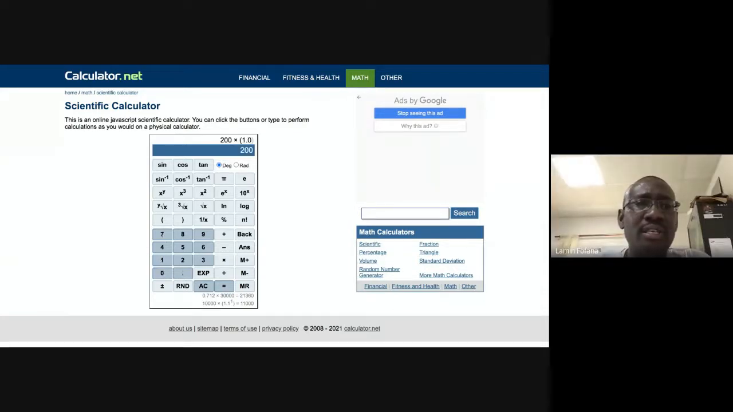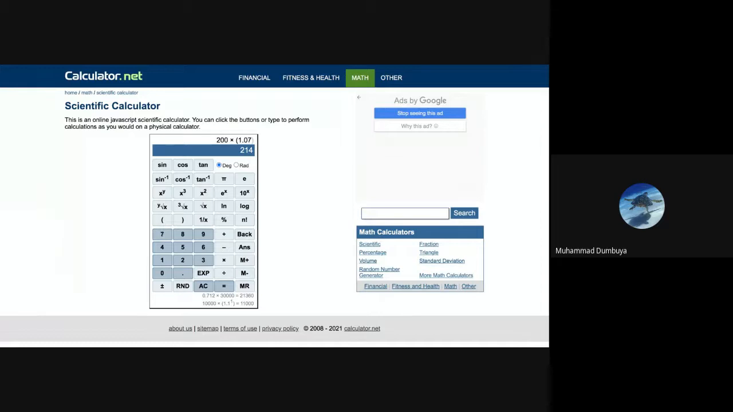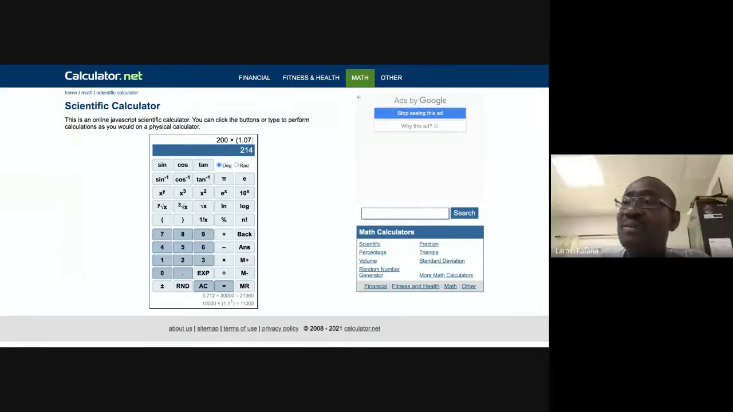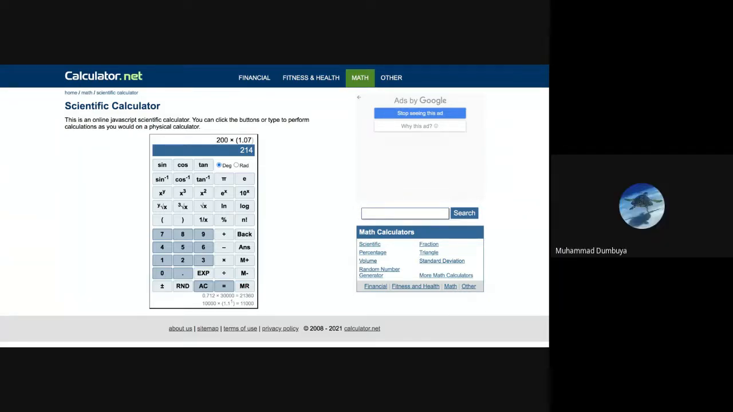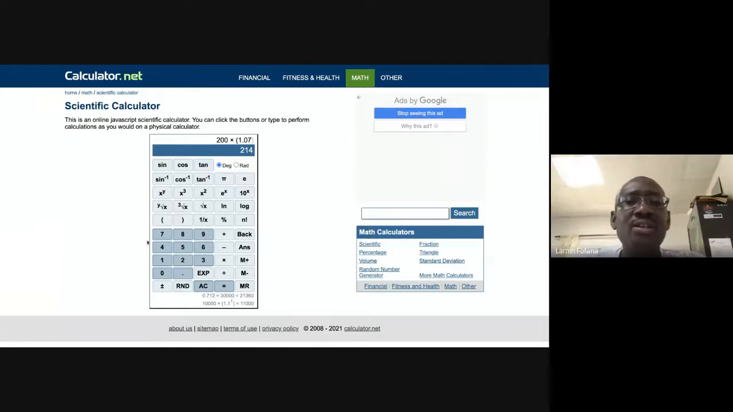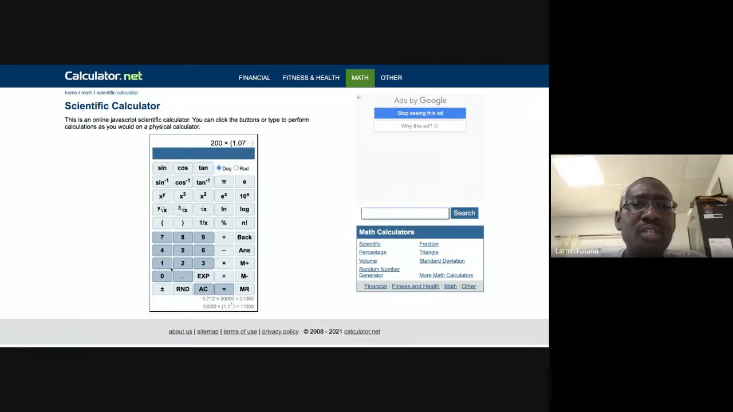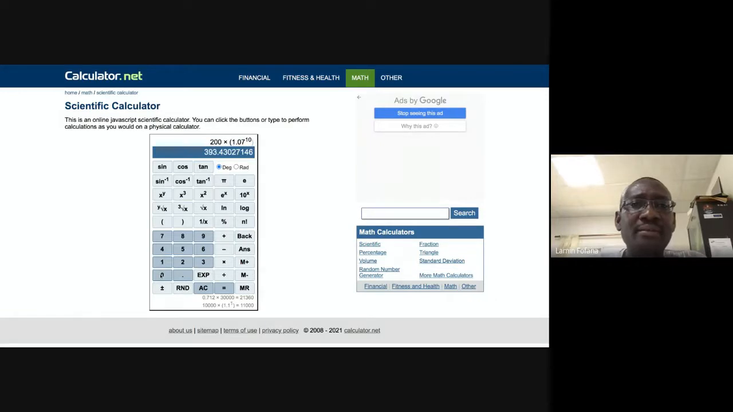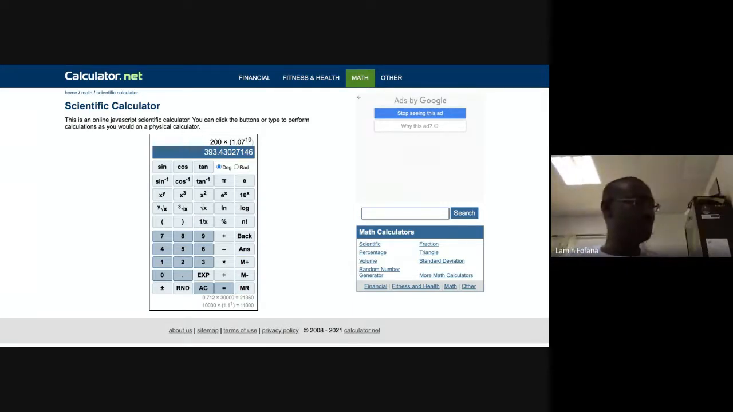1.07. Yeah, that's where I have a mistake. I used 1.7. Okay, 1.07. 1.7 is 70%, mind you. Yes, that's where I made a mistake. Okay, so 1.07 raised to power 10. So you type 10. Okay, so 393, correct. 393. That was correct, Nima and Umar, correct?